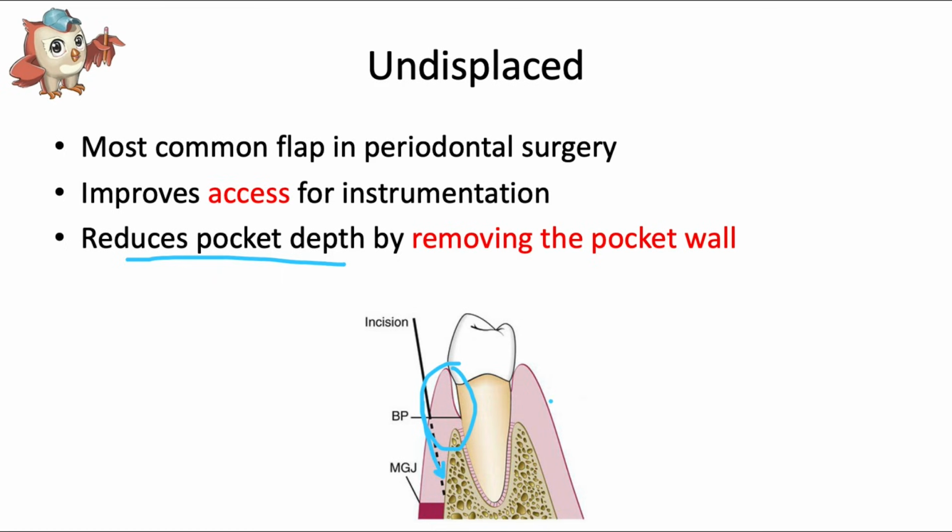So this flap is a bit more aggressive, it's taking more gingiva away, and it's also less technique sensitive. The modified Widman flap is a lot harder to master. Now, different amounts of gingiva can be removed with the undisplaced flap, but we want to make sure there's enough attached gingiva that's left behind after removing the pocket wall. So we always measure the depth of the pocket and the width of attached gingiva before carrying on with an undisplaced flap.